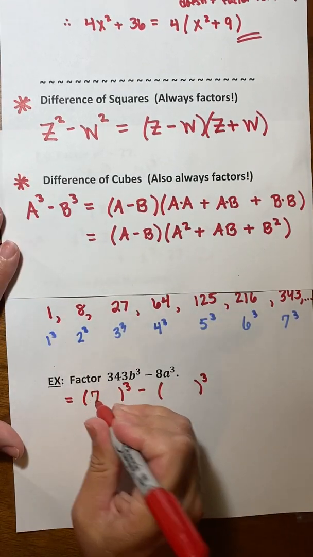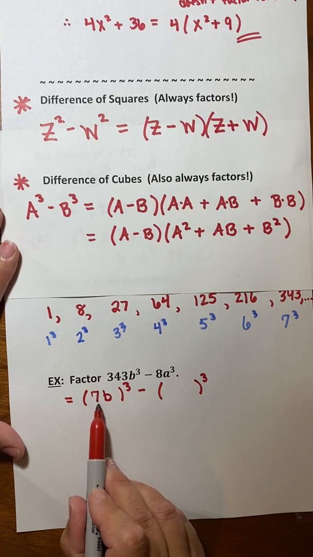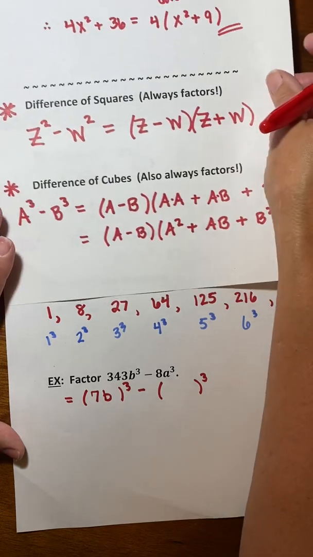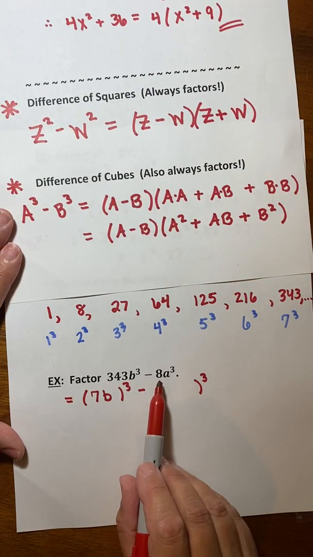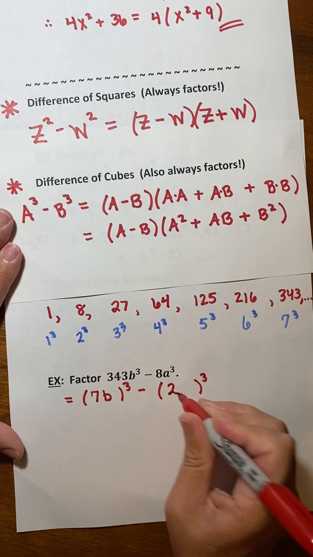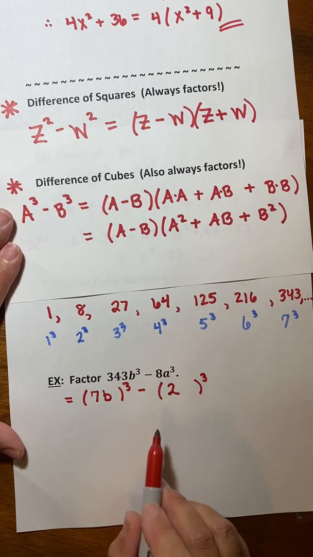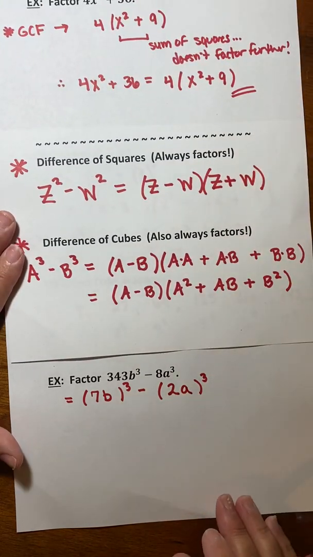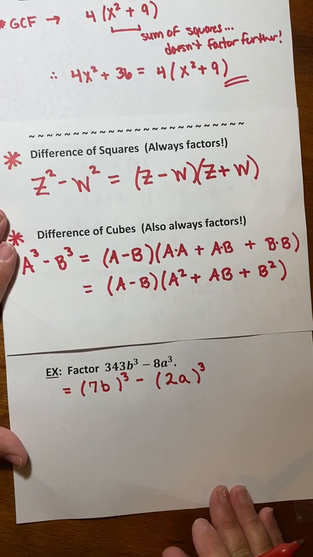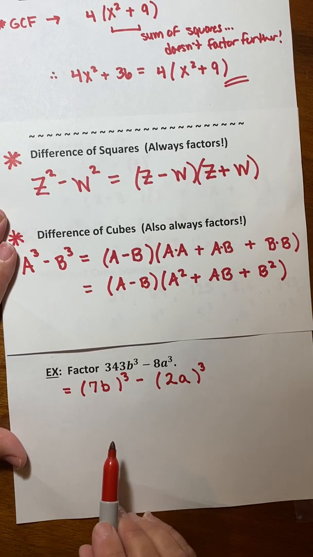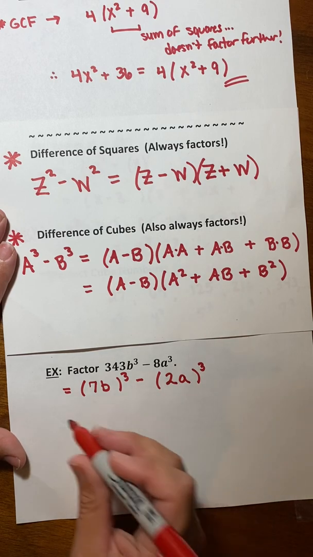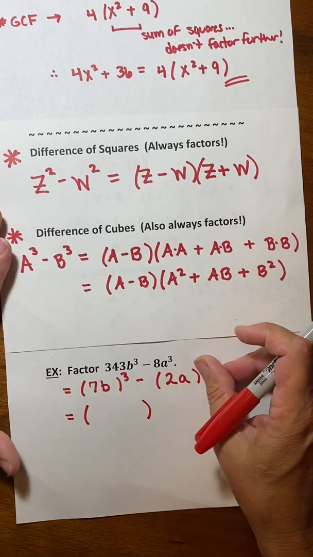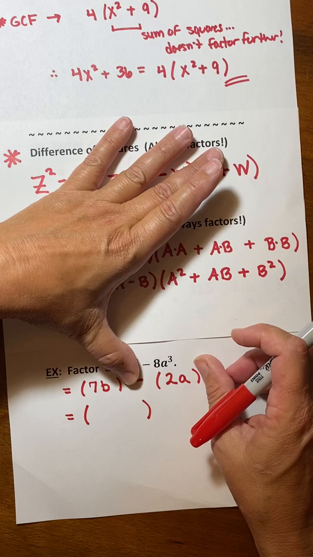So I can write this as 7b inside of here because 7b times 7b times 7b is going to be 343b cubed. 8a cubed, well, 2 times 2 times 2 is 8. 8 is a perfect cube number. It's 2 cubed. And then I can put the a here. So we can write 343b cubed minus 8a cubed as the difference of cubes, 7b whole quantity cubed minus 2a whole quantity cubed. Now if we use this template, it says the first term in the factor, just take the powers off, it's 7b minus 2a.